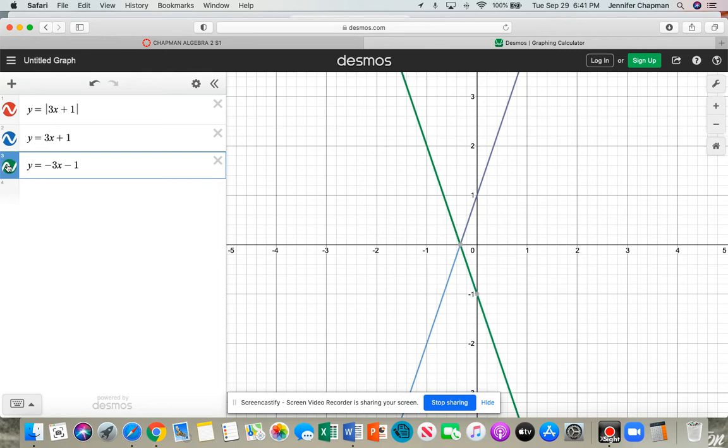So you could see if I add that blue line, the blue line represents one side of that equation, the green line represents the other.